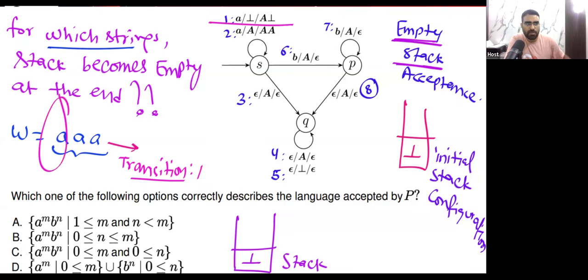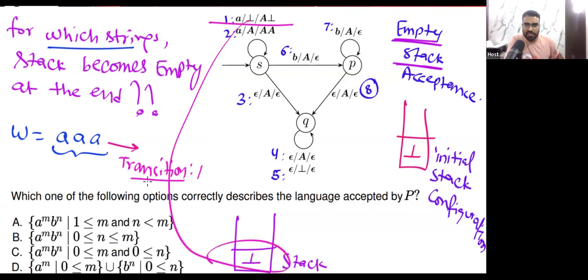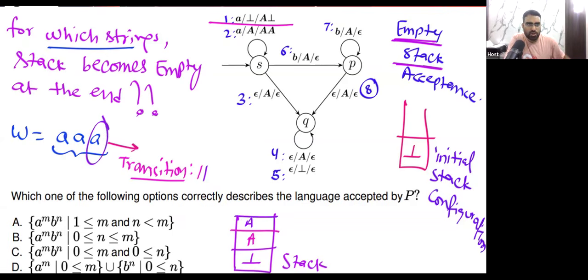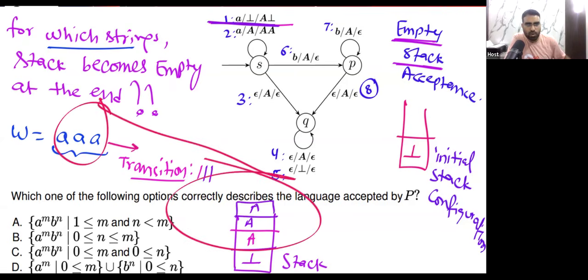By this transition, I am reading A on the input string. On top of the stack there is this bottom symbol, and you can see I will push this symbol A. For this next A also, I can take transition 1 and push another A. For this next A also, I can take transition 1. So now, for 3 A's, I have pushed 3 A's on the stack.